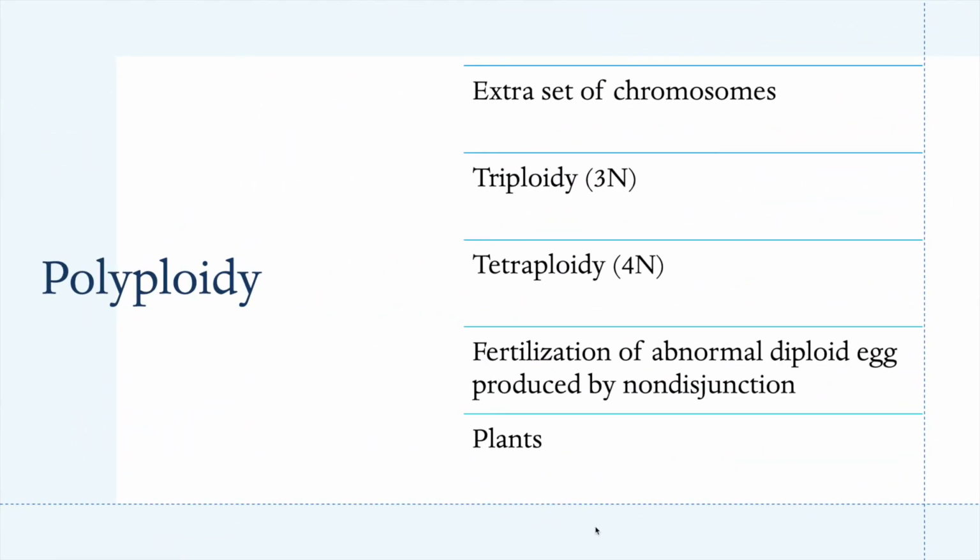Polyploidy involves a cell that has extra sets of chromosomes. Triploidy means that the cell has 3 sets of chromosomes. Tetraploidy means that the cell has 4 sets of chromosomes. This can occur due to fertilization of an abnormal diploid egg produced by nondisjunction. Polyploidy is most common in plants.